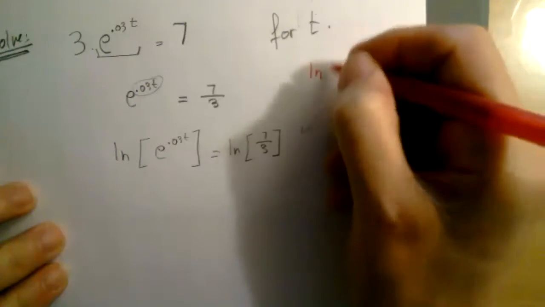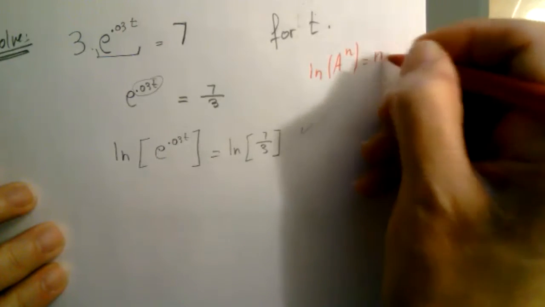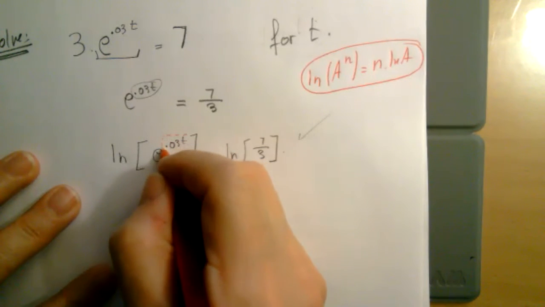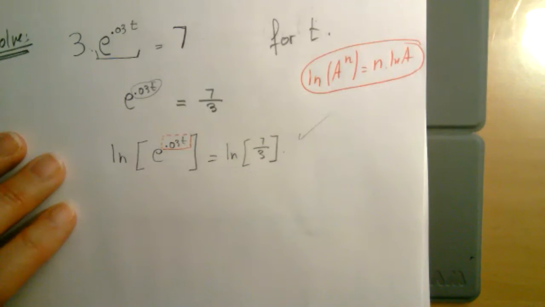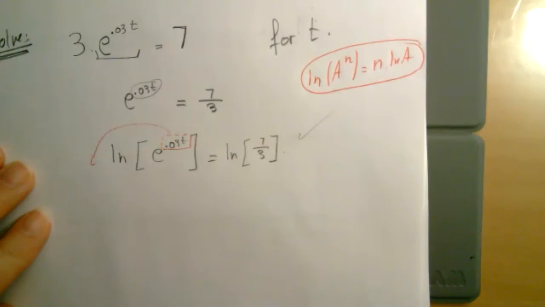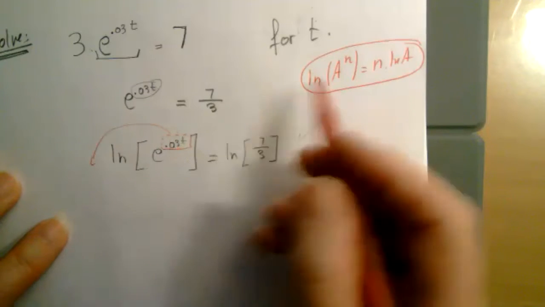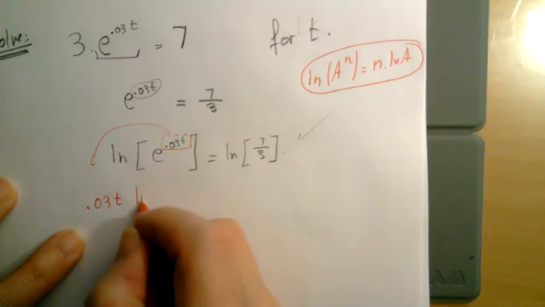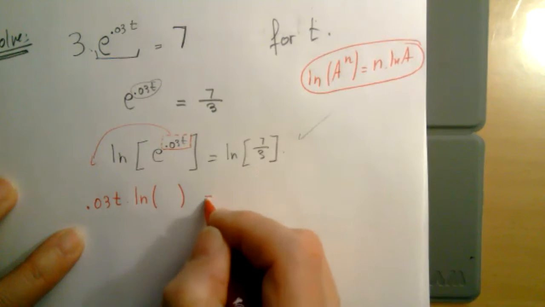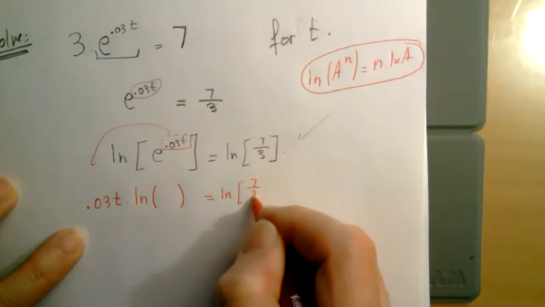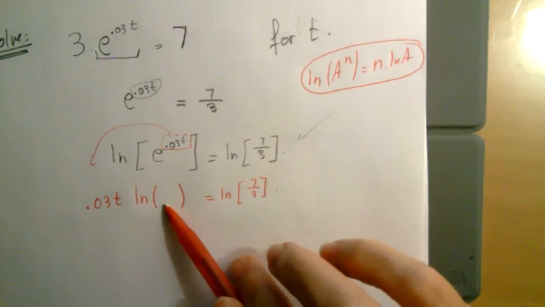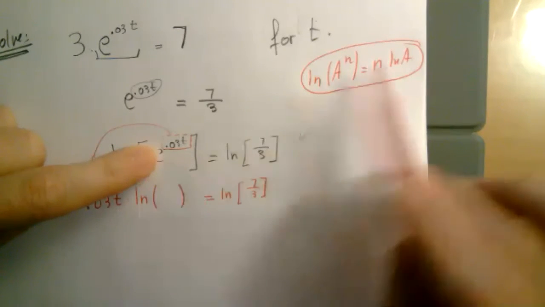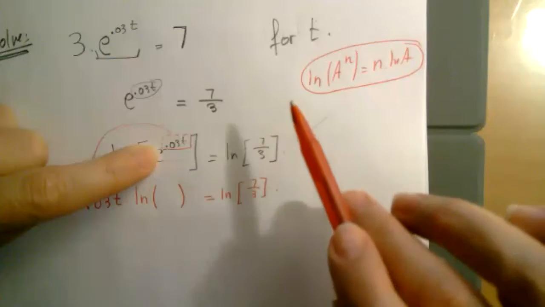ln of a to any power lets you bring the power down, times the ln of a. So now I have ln of e to this power, and this power can be brought down. There are two ways of doing this problem. One way is to apply this verbatim. So it's going to give me 0.03t, that's the power, times ln of what? It would be the ln of e, because that's what is playing the role of a. What's playing the role of a is e, the number e, and what's playing the role of the power is 0.03t.